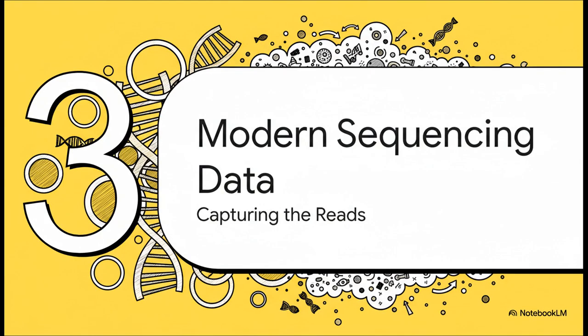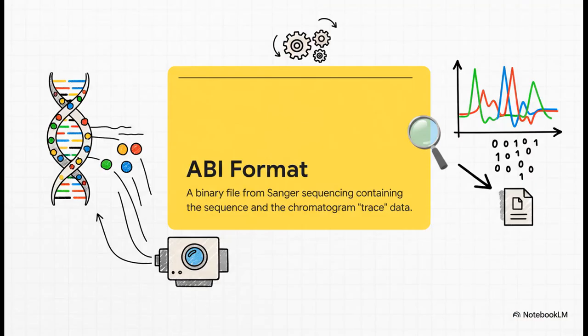All right, let's shift gears now and talk about the formats that were born out of the modern sequencing revolution. We're talking about high-throughput machines that can generate millions or even billions of sequence reads in a single run. The ABI format actually comes from the older Sanger sequencing method, but it's super important because it captures more than just the final string of A's, T's, C's, and G's. It's a binary file that stores the raw trace data from the machine, the chromatogram that shows the fluorescent signal for each nucleotide, and that is absolutely essential for quality control.